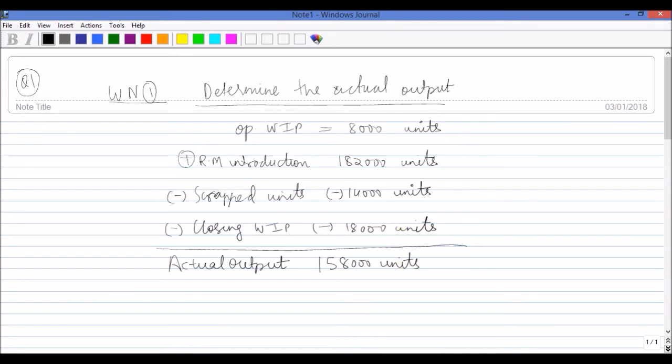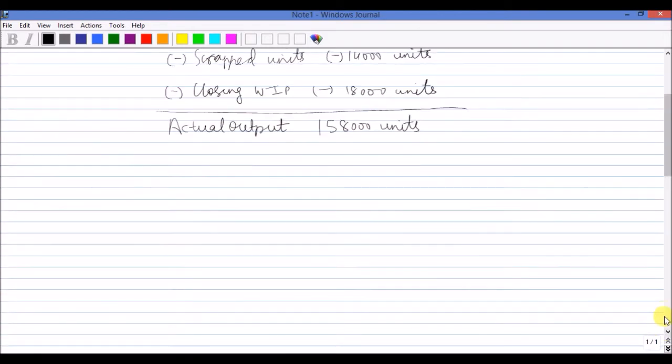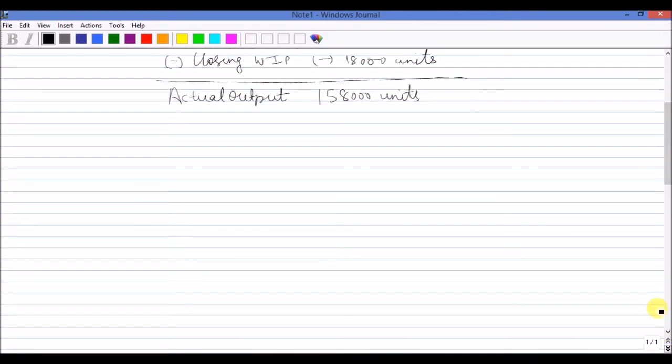Since it is a CA sum, I don't think there would be any mistakes, but let's check it out. 8,000 plus 1,82,000 minus 14,000 minus 18,000 is giving me 1,58,000 units. Yes. So the actual output is what we have got, and this is what is given in the question. So now friends, I'm going to working note 2. Those who are not following it, kindly refer to lecture part 1.